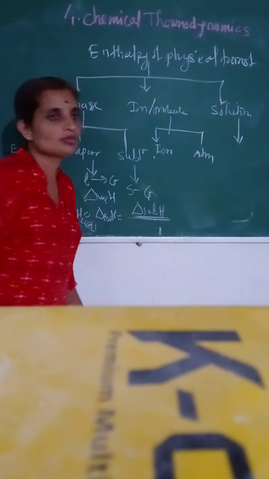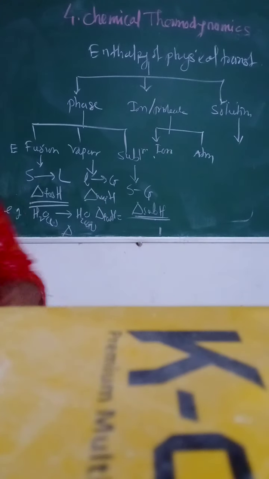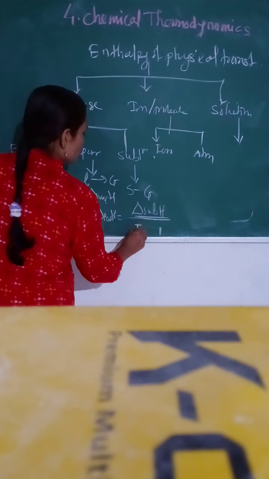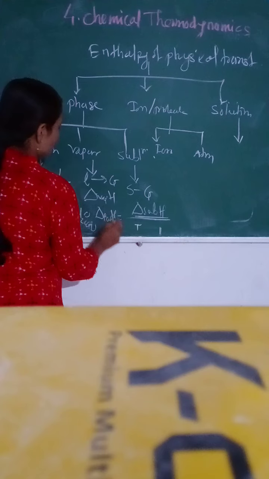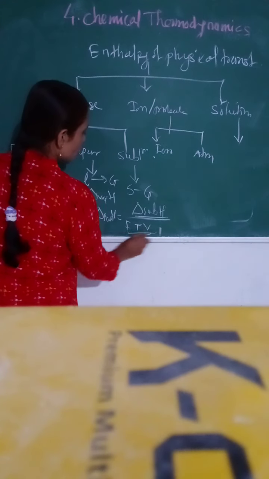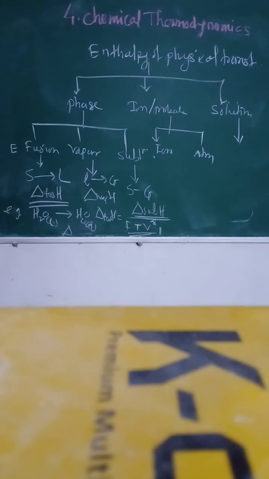Delta H for sublimation means first solid to liquid, then liquid to gas. The addition of these two terms, fusion and vaporization, is the sublimation. The enthalpy of sublimation is the enthalpy change that occurs when 1 mole of solid is directly converted into vapor at constant temperature and pressure. We have to call it the enthalpy of sublimation.